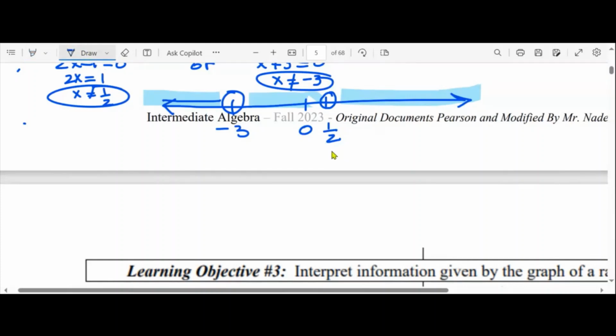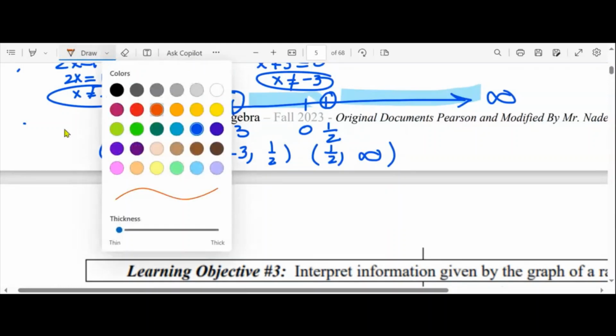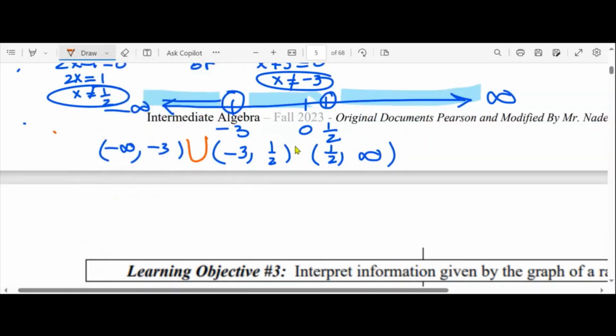Minus infinity to -3, open. Then from -3 to half, and from half to infinity, and the other one closed, right? And between them, what sign do we use? Union.